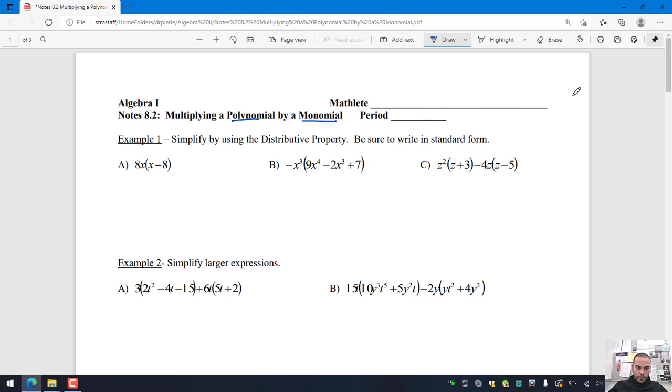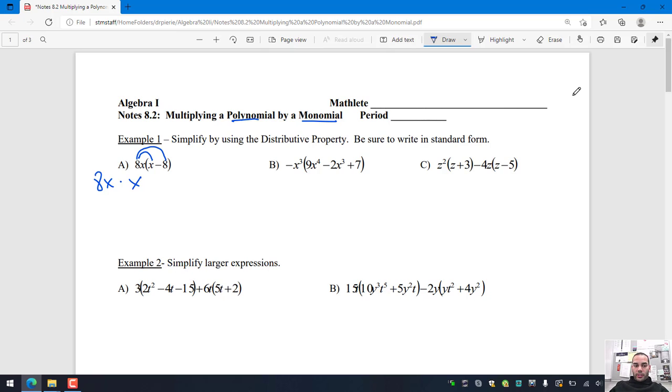in standard form. So for example A, what we see here is 8x times the quantity x minus 8. So we are going to distribute here, and what we're going to do is draw arrows from 8x to that first term, and also 8x to that second term, that minus 8. So we break this down into pieces. The first thing we see here is 8x times x.